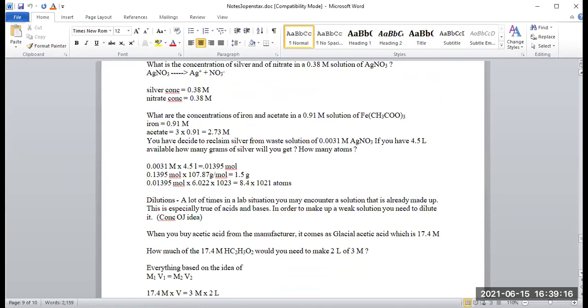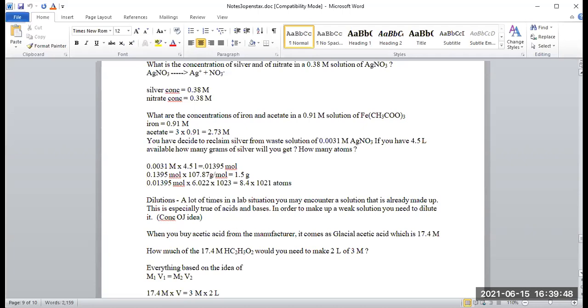What if it wasn't just 1-to-1? I gave you here iron(III) acetate. So this molecule has 3 acetates for every 1 iron. So we've got a different ratio going on here. My iron concentration, my little Fe's by themselves, are still going to be 0.91.